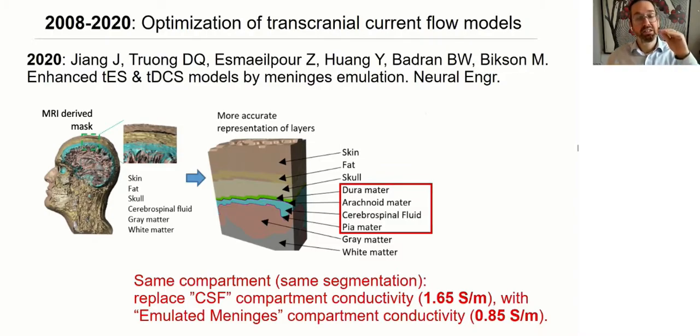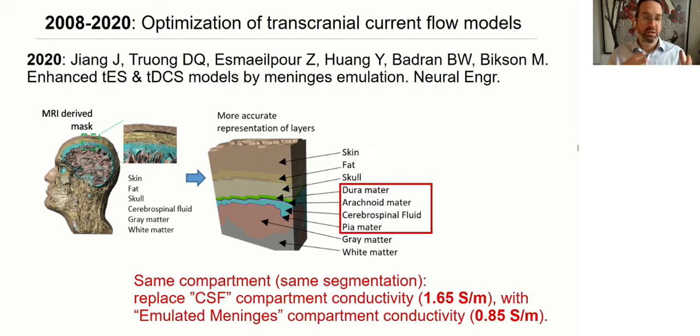So instead of modeling the space between the brain and the skull as cerebral spinal fluid, we modeled it as this mixture of other things. And the way we did that was very simple. Instead of assigning CSF conductivity to that compartment, which was 1.65 Siemens per meter, we assigned to that compartment, which we now call emulated meninges, 0.85 Siemens per meter. And moving forward, this is how in my lab we now model the head. This is probably one of the most significant changes in our workflow in a decade. And so the point is to show how, not innovative we can be, right?